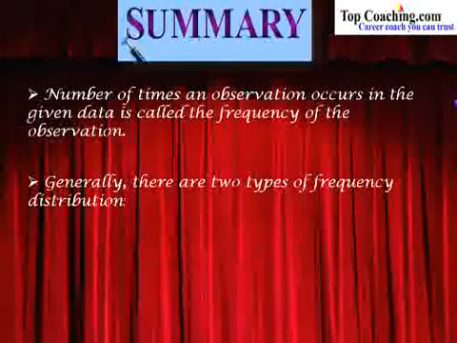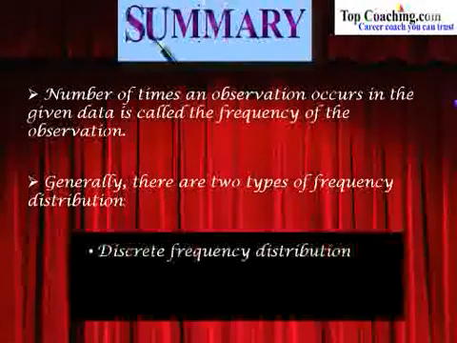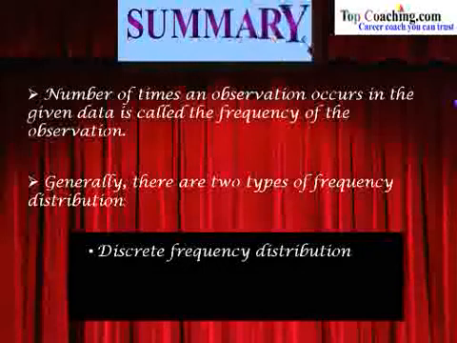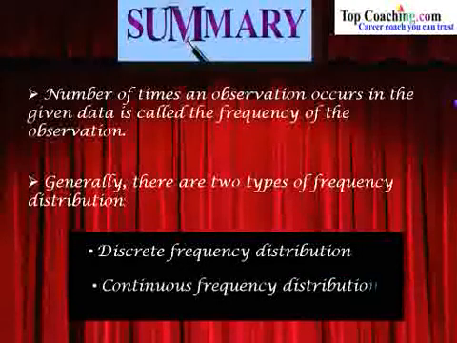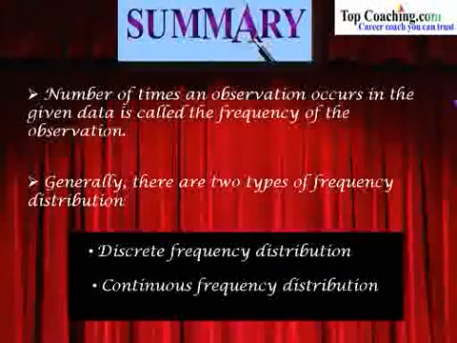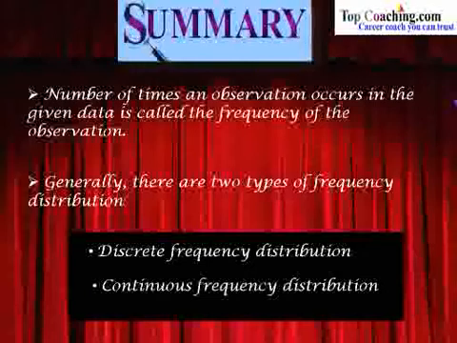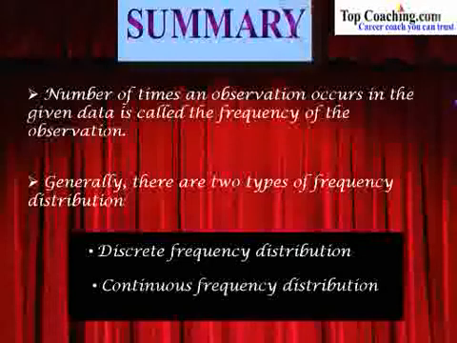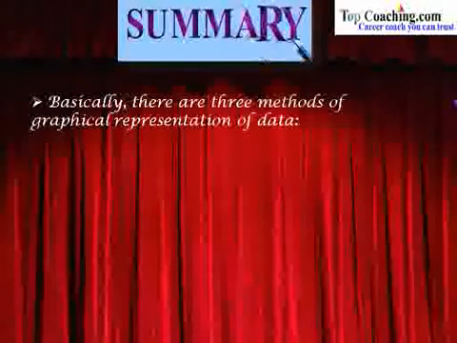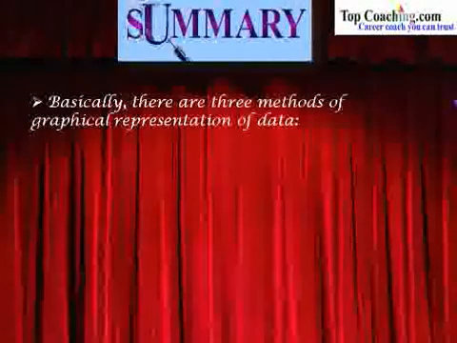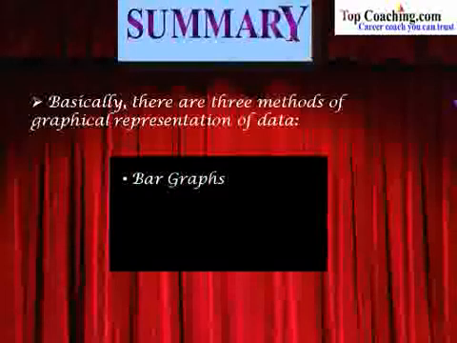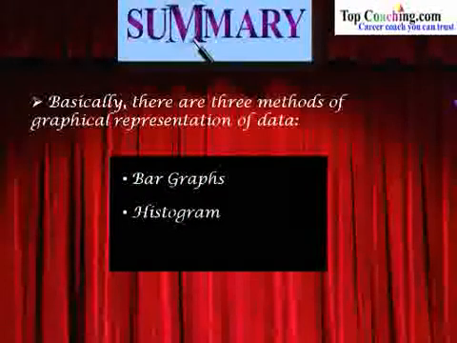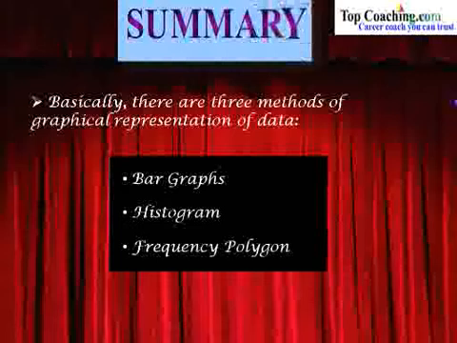Generally, there are two types of frequency distribution. One is discrete frequency distribution and the second is continuous frequency distribution. As we already know, the meaning of discrete is certain values and continuous means within a range. Now, basically there are three methods of graphical representation of data. First one is bar graph, second one is histogram and third one is frequency polygon.